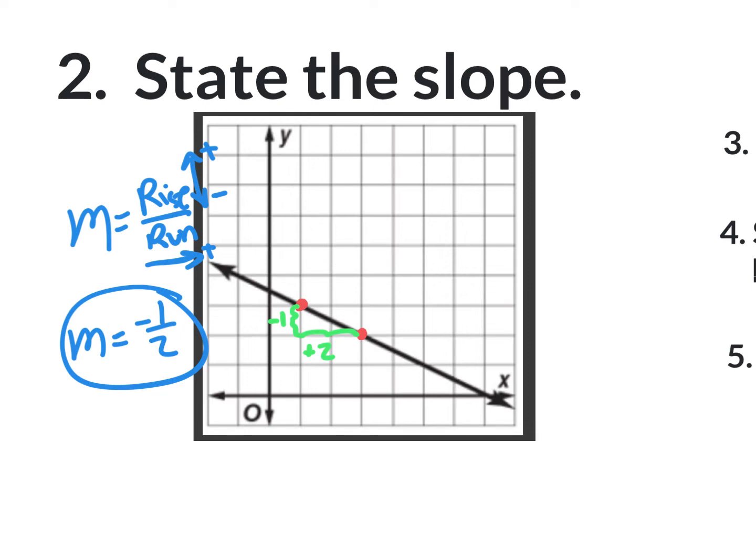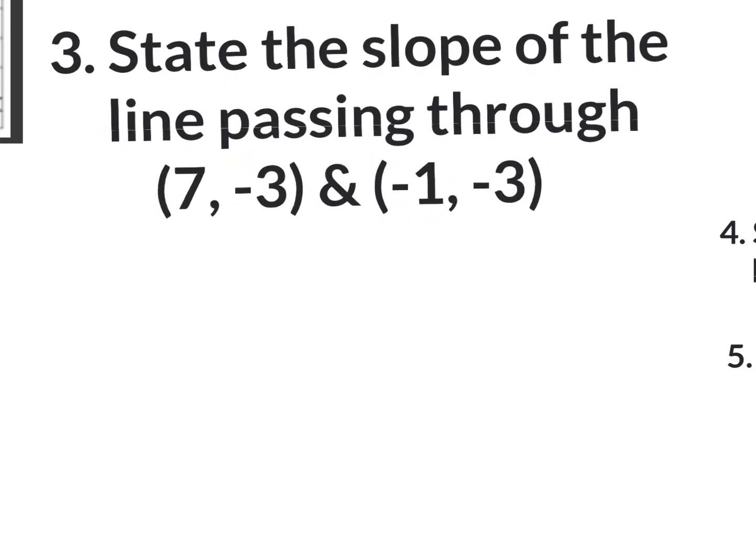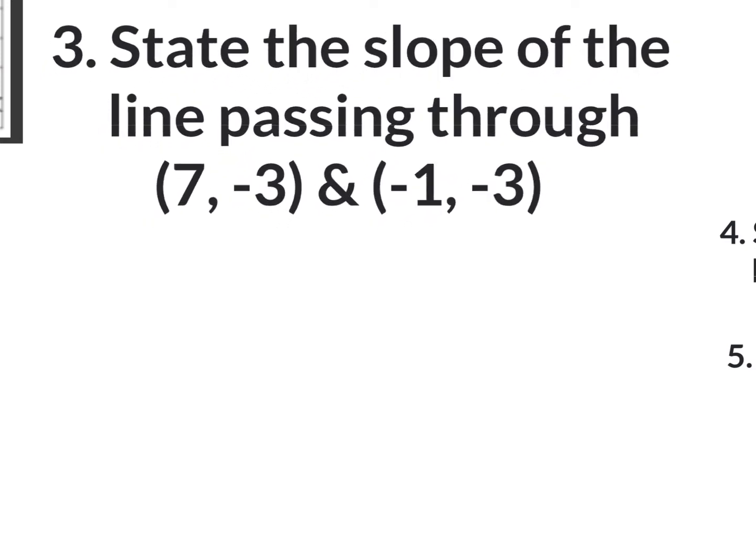Let's move on to this next question. The next question is, I don't give you a graph. And yes, you could graph it if you wanted to, but I don't recommend that. It says state the slope of the line passing through these 2 points. If you had graph paper, you could put both points and then count from one to the other how much you rise and how much you run. But I would rather you use the slope formula.